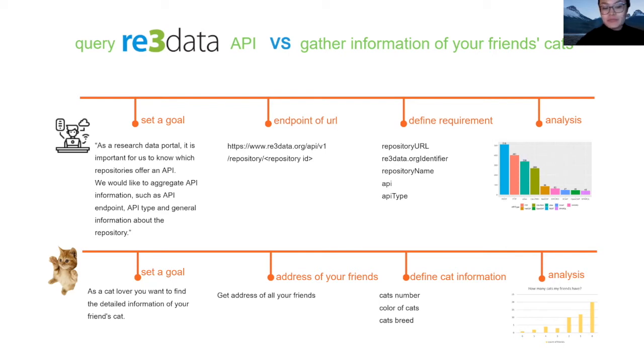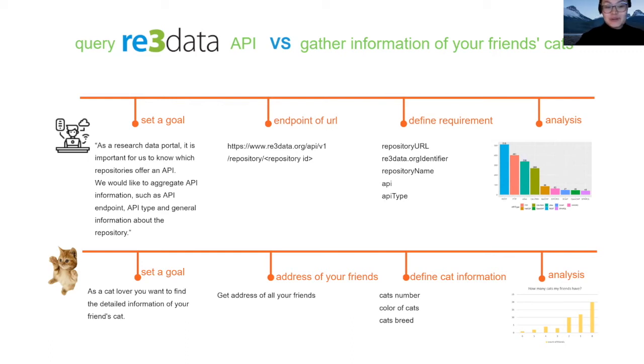For those who have very little experience, we would like you to imagine this whole process like you want to extract information about all the cats from your friends, right? In that scenario, you probably need to first gather the addresses of your friends. Second, you want to define what characteristics of the cats you're most interested in. And then later on, you could do some simple analysis, right?